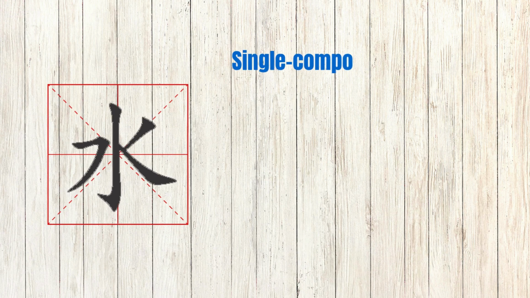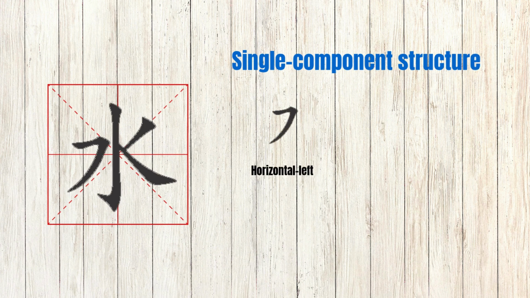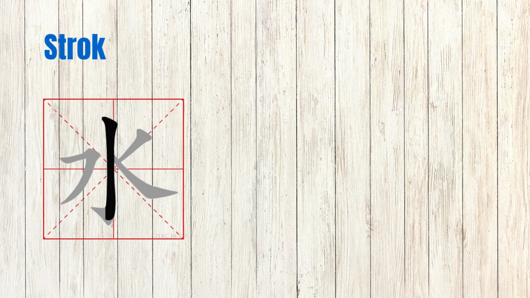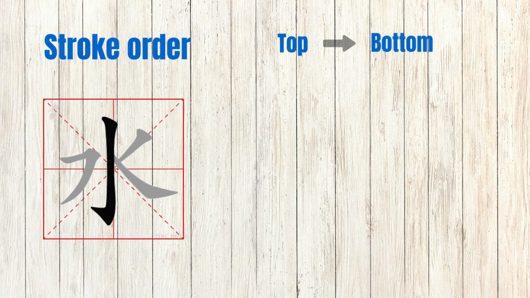This is a single component character. It is made up of 4 strokes: a horizontal left stroke, a vertical hook, a short left falling stroke, and a right falling stroke. Do you remember the golden rule of writing Chinese characters? From top to bottom and from left to right.